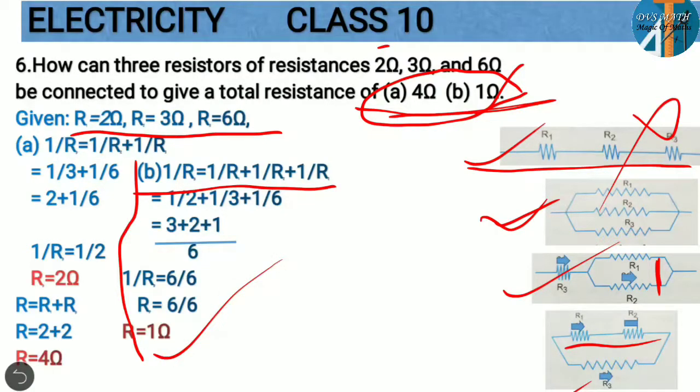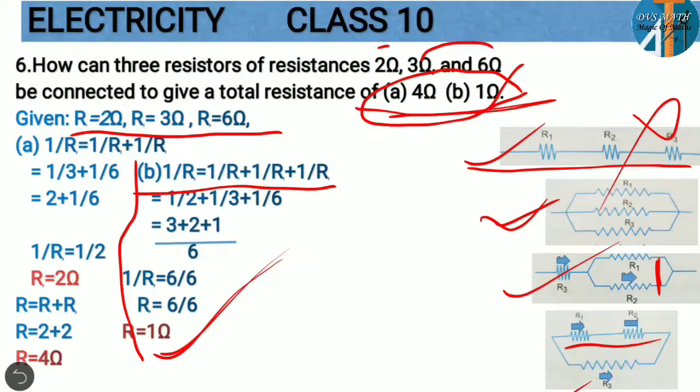So remember, when we get three resistors, you have four options: all in series, or all in parallel, or one series and two parallel, or two series and one parallel. So here in option B, we got effective resistance 1 ohm, so all resistors are connected in parallel. What about the first case, 4 ohm? First, what we have to do, 3 and 6 are factors of each other, so first let them connect in parallel.